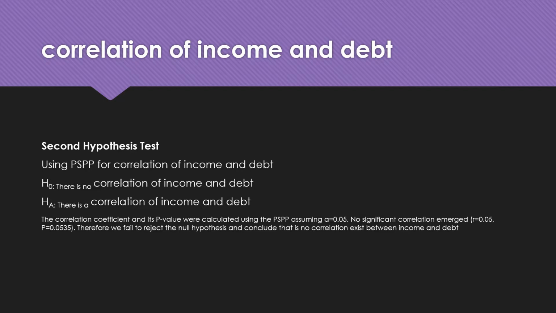income and debt. The correlation coefficient and its p-value are calculated using the PSPP, and no significant correlation emerged from the results. Therefore, we fail to reject the null hypothesis and conclude that no correlation exists between income and debt.